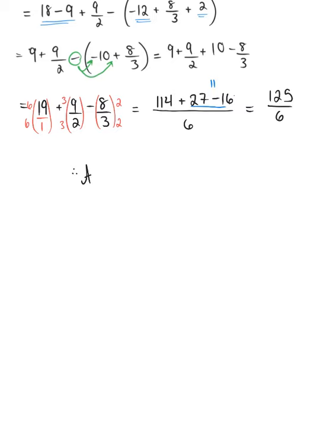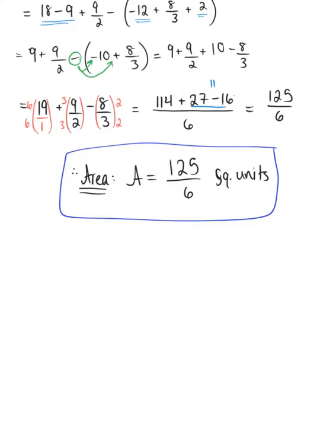So therefore, the area of the bounded region is equal to 120, oh, shame on me. It should be 125, all divided by 6 square units. And this is our beautiful final answer.